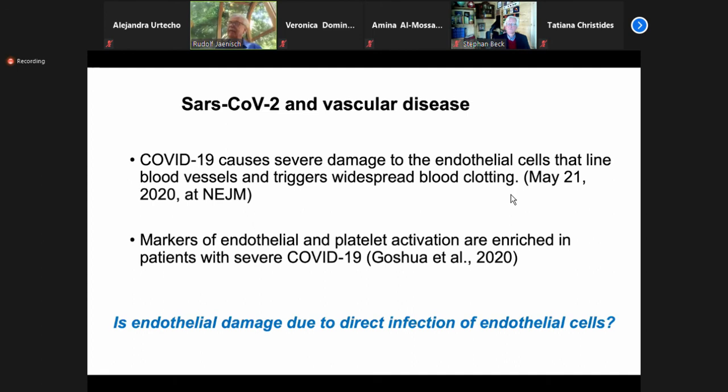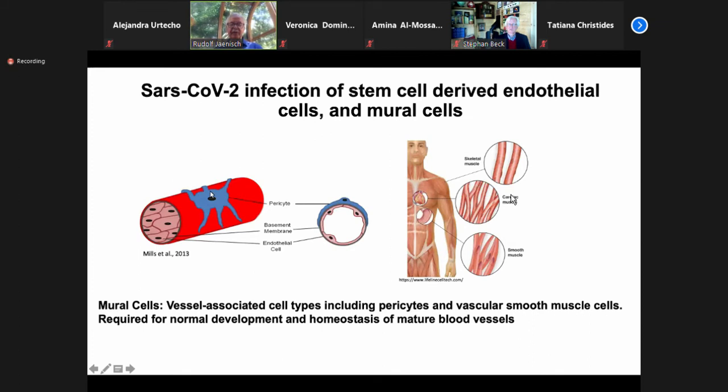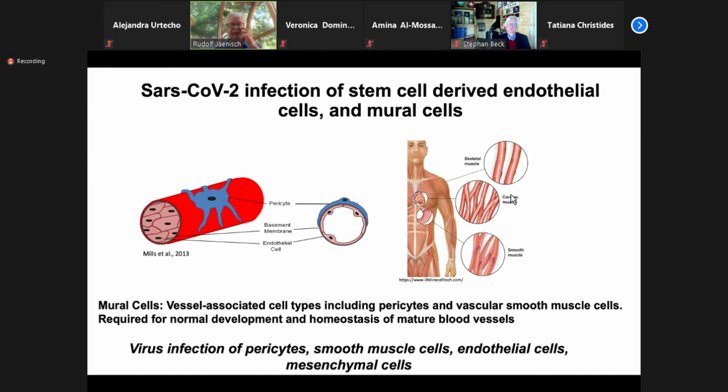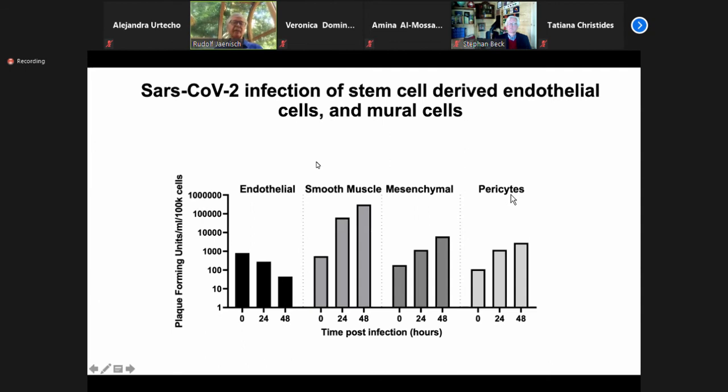And the key in the endothelium is damage to the endothelial barrier by direct infection of endothelial cells. So these are the cell types we looked at, the pericytes, the endothelial cells, and the smooth muscle cells, which are all important for the barriers. All made from embryonic stem cells in culture, and they were exposed to virus. And when we looked at the plaque-forming units produced, the endothelial cells basically are not infectable. The virus titer goes down, it's probably just the input virus, which disappears over 2 days.